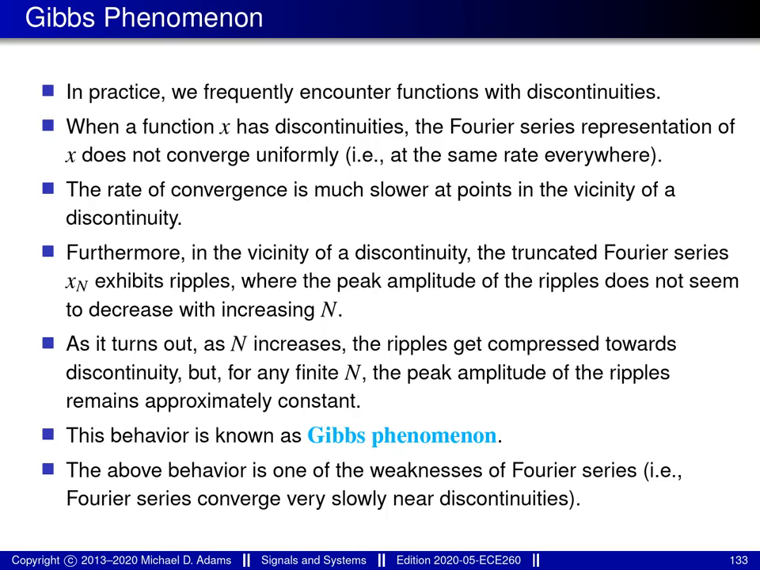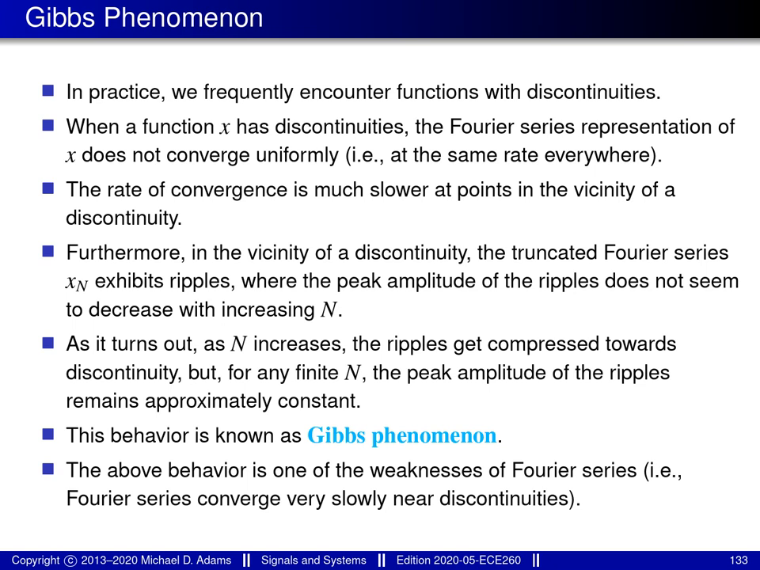In practice, we often encounter periodic functions with discontinuities. And when a function x has discontinuities, the Fourier series representation of x does not converge uniformly. In other words, it doesn't converge at the same rate everywhere. And in particular, the Fourier series will converge much more slowly at points in the vicinity of a discontinuity.